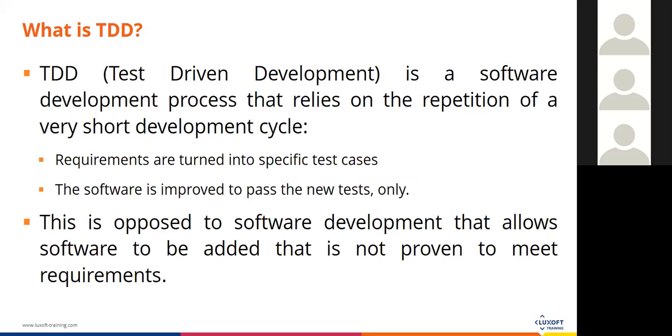The approach opposed to TDD was software development that allowed software to be added no matter whether it was able to prove the requirements it was built for. So you see that this is very important. We have some requirements in mind, we define these requirements, and then we write the code that makes these requirements pass.